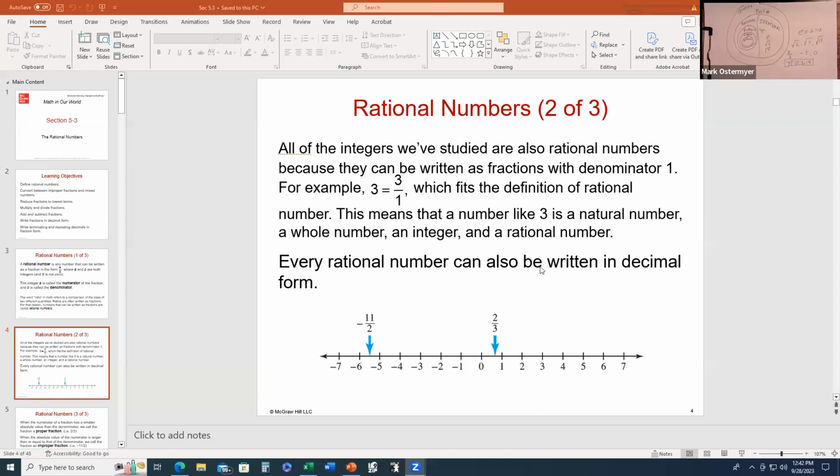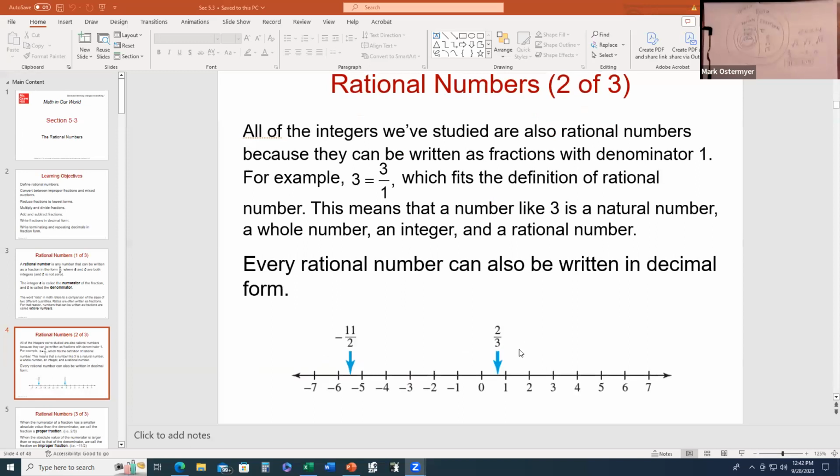All right. So I indicated that every integer is a rational number in the sense that we can always place it over 1 and express it as a fraction. Now, where are the locations of all these numbers on a number line? Well, 2/3 would be between 0 and 1 on a number line.